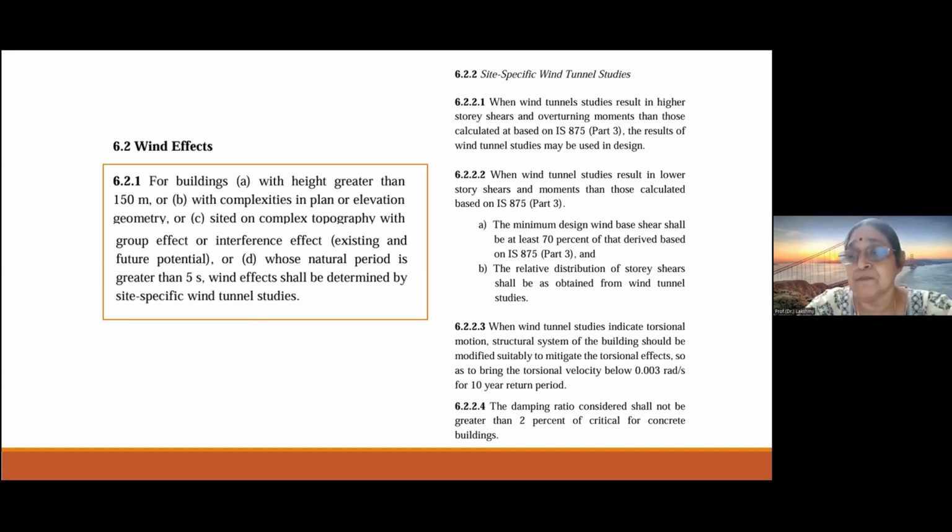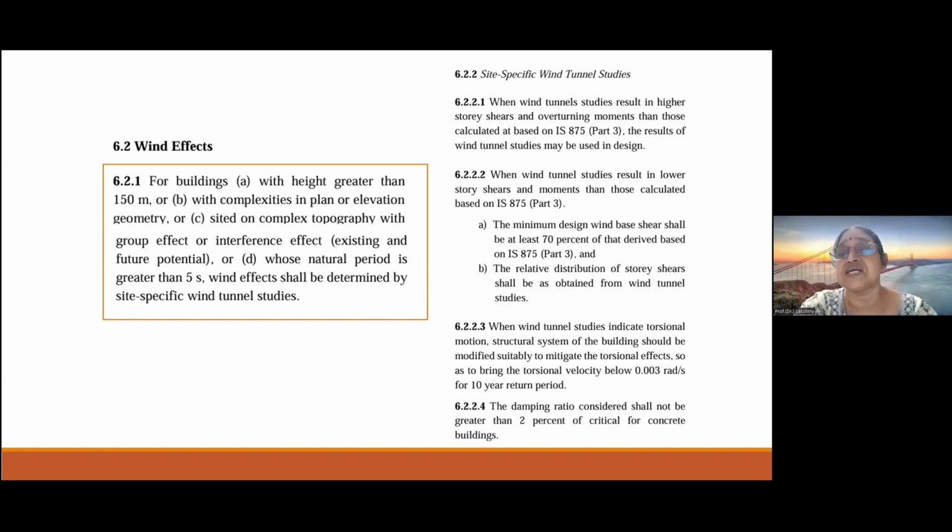That means we need to consider the terrain effect, and if some topography is to be simulated, those things are also to be considered. And also the model has to be geometrically faithful to the original structure. So when wind tunnel studies result, the question always comes: when your wind tunnel studies are giving more results than IS 875 Part 3, what is to be done? They say that if you are getting a higher value from wind tunnel studies, then use it.